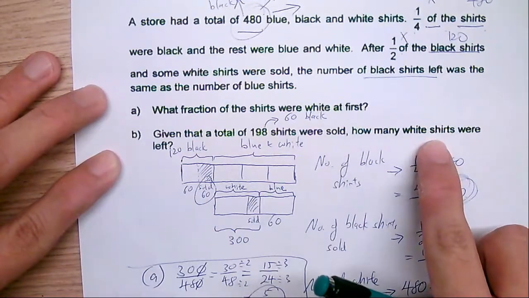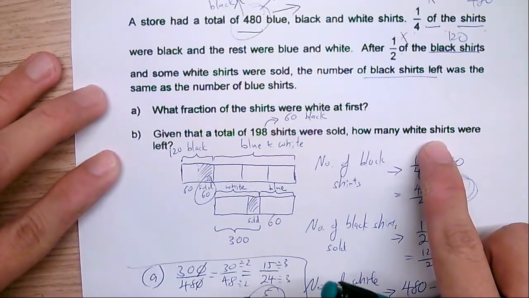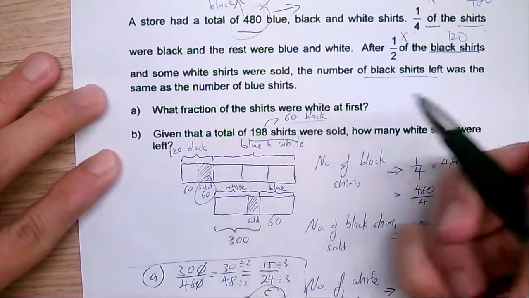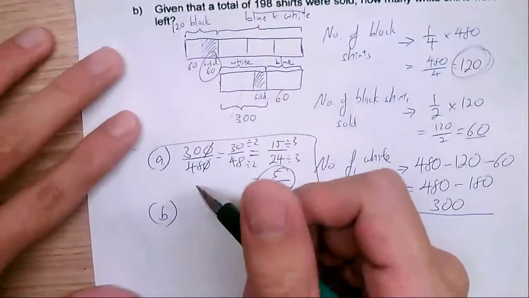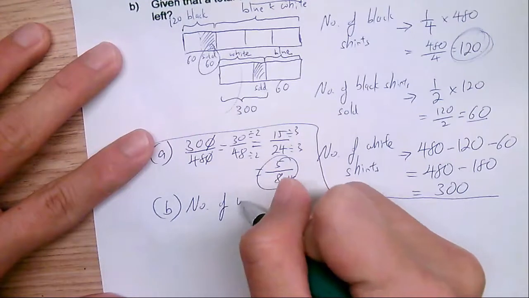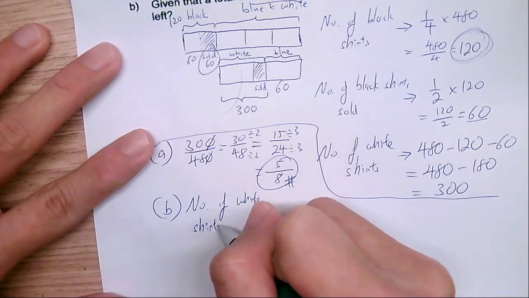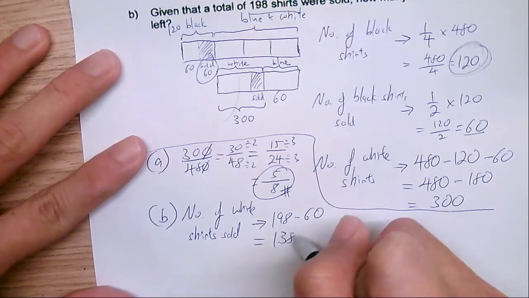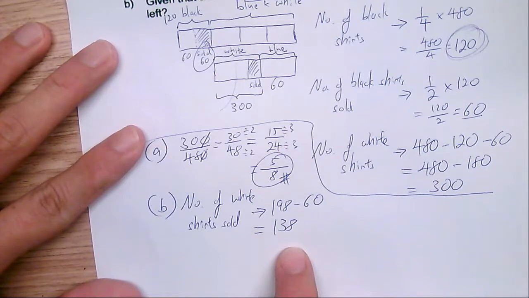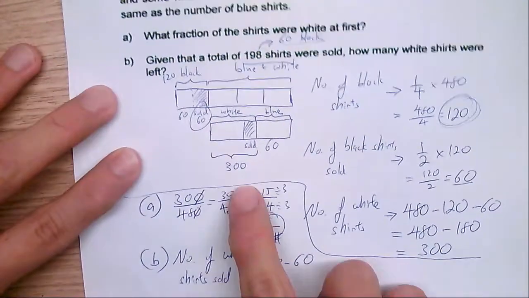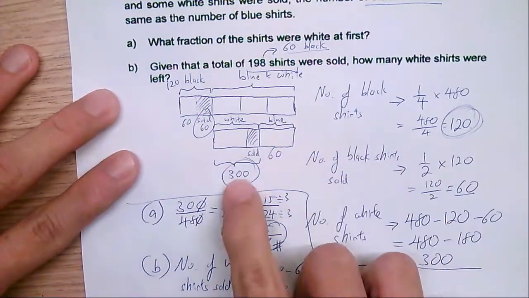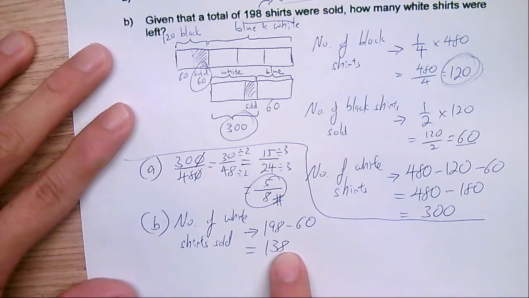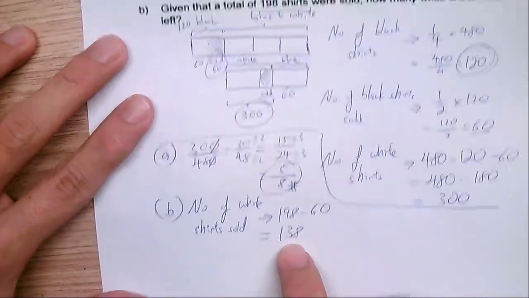Before we can figure out how many white shirts were left, we have to figure out how many white shirts were sold. Since they said that a total of 198 shirts were sold, we take 198 minus 60 to find out how many white shirts were sold. So over here for B, I'm going to write number of white shirts sold. It will be 198 minus 60, giving us 138. So we know that 138 white shirts were sold, and there were 300 white shirts altogether. So we just take 300 minus 138, and we will get the number of white shirts left.